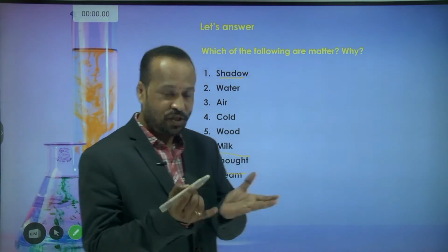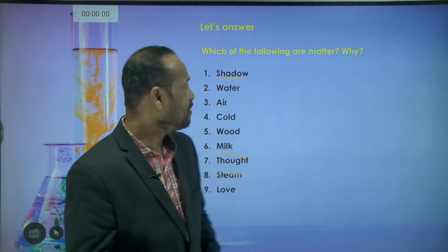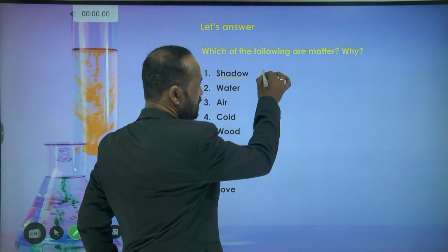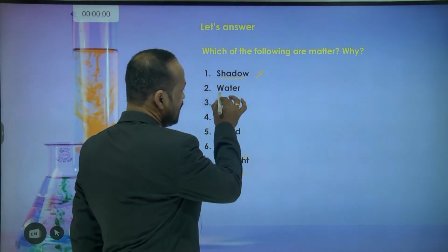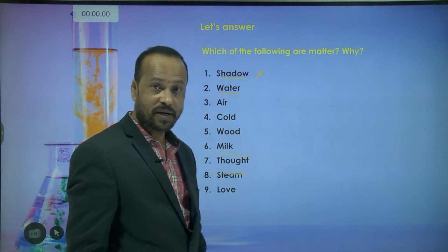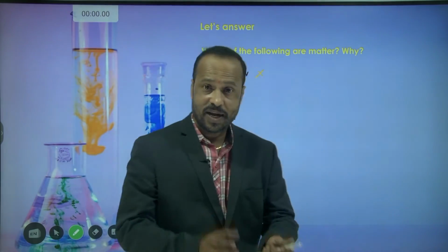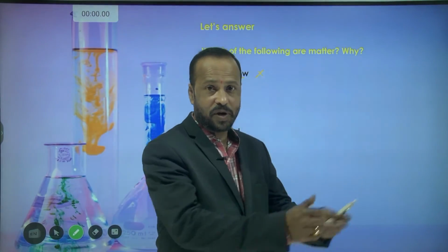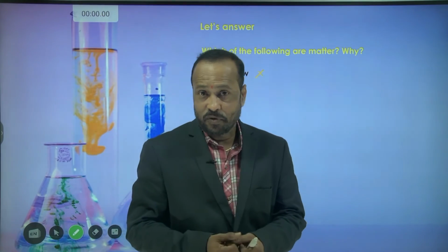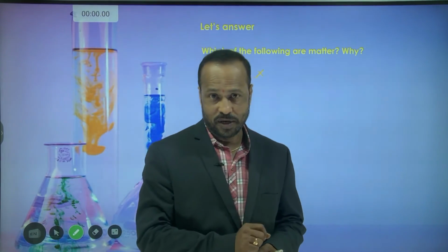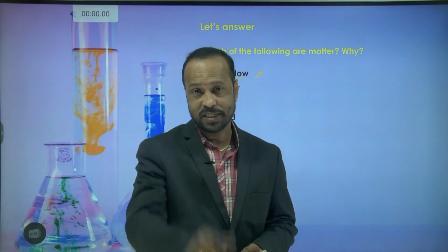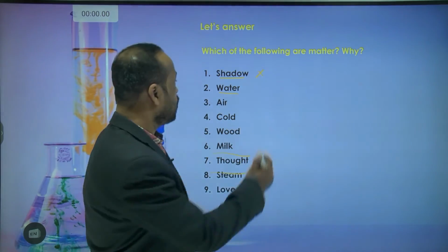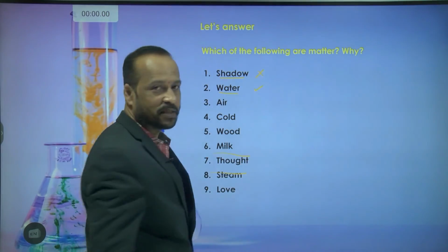Do you feel that shadow has mass? No, it does not have any mass and it does not occupy any space. So it does not come under matter. Now similarly, let's take water. Is water matter? Yes, because water has mass. When you go to the shop and want to purchase a water bottle, you ask for a 1 liter water bottle. Liter comes under what? Volume. So it's explaining about the space, how much it's occupying. So water has mass and occupies space.